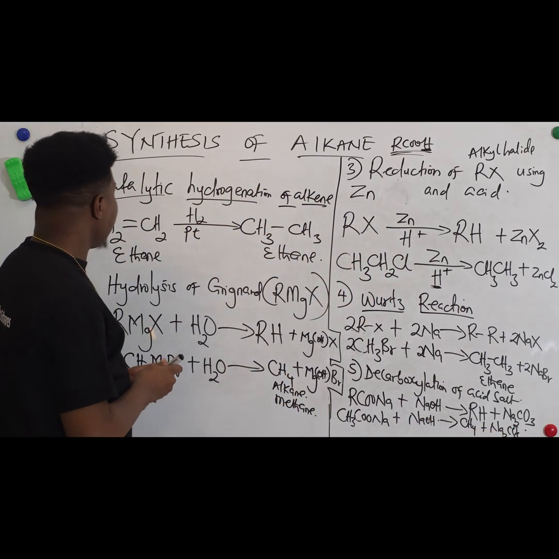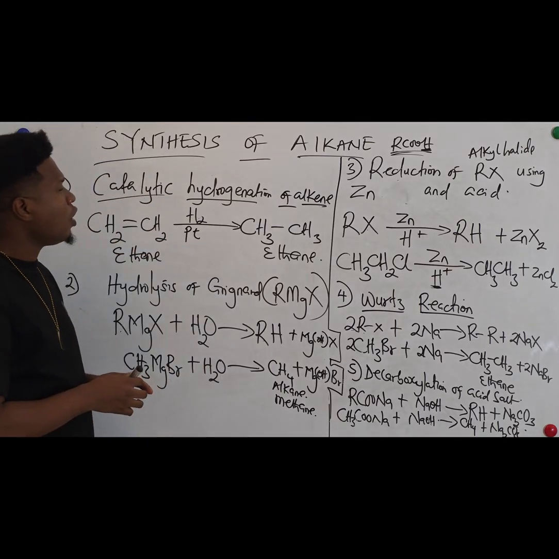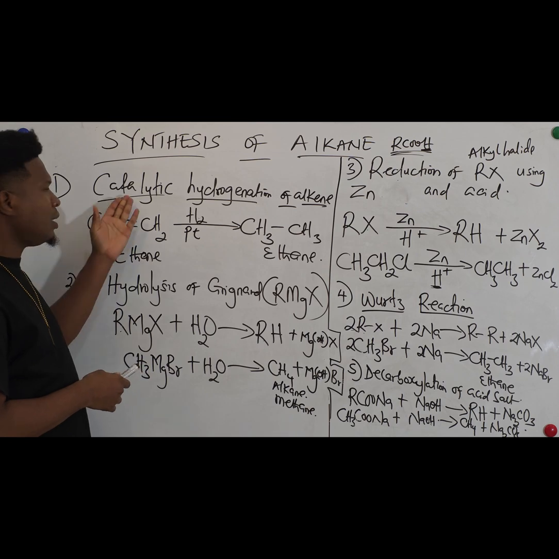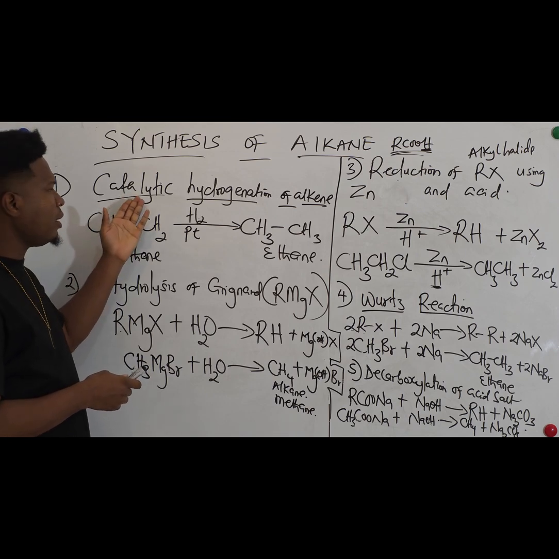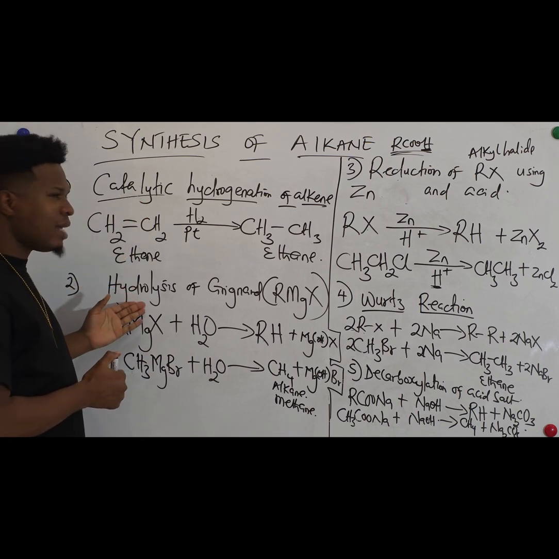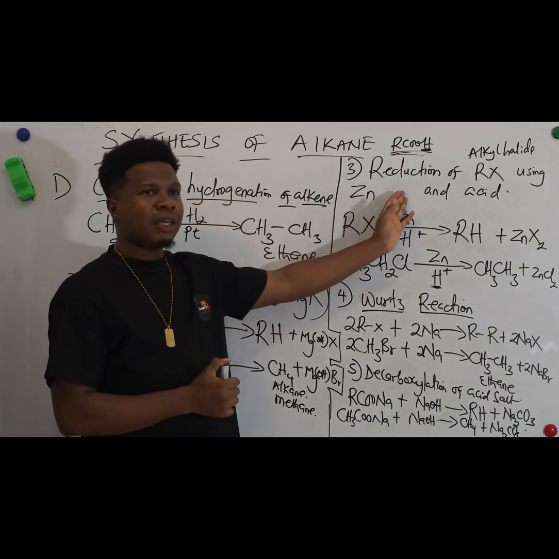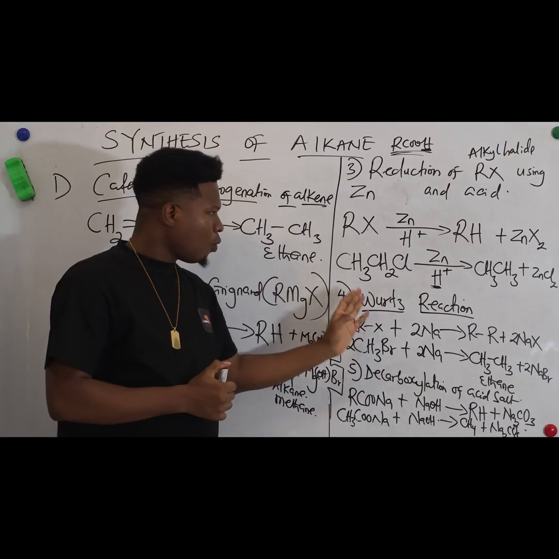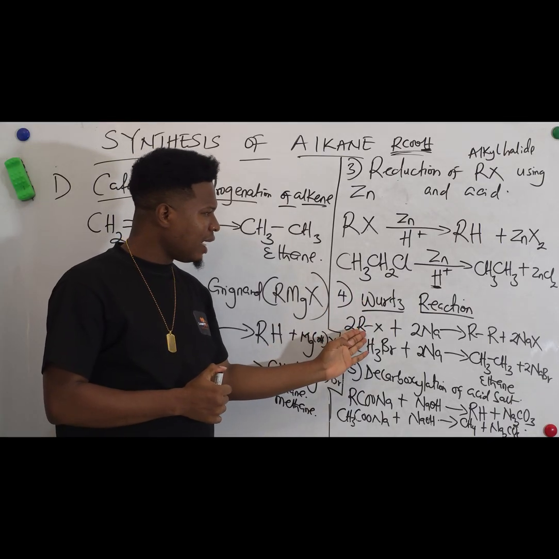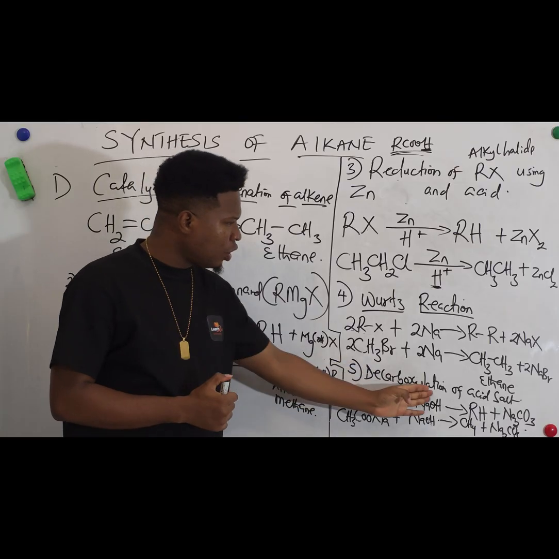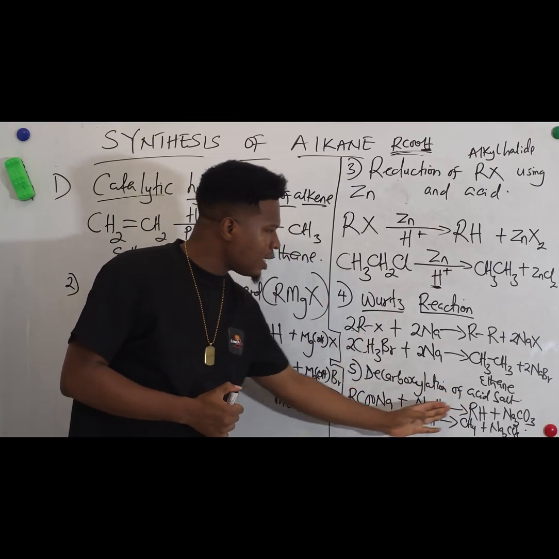So we have treated about 5 reactions or 5 preparations or syntheses of alkane: catalytic hydrogenation of alkene to get the alkane, hydrolyzing a Grignard reagent to get the alkane, reduction of the alkyl halide to get the alkane, the Wurtz reaction, that is the reaction of alkyl halide with sodium to get an alkane. Then the last one is decarboxylation of acid salt to also get an alkane.